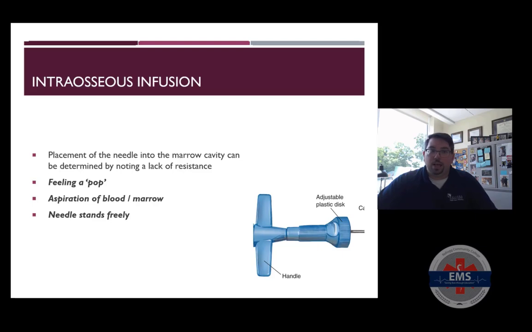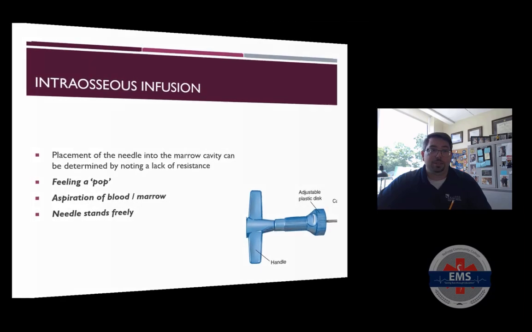Some of the tools that we use, including this one right here, which is considered to be a Jamshidi IO needle, are a lot less effective than having an EZ-IO or a drill-like IO gun. They do work, they are effective, but oftentimes we may fracture the bone, we may bend the needle, or we may slip and cause more tissue damage than we actually do with obtaining access.